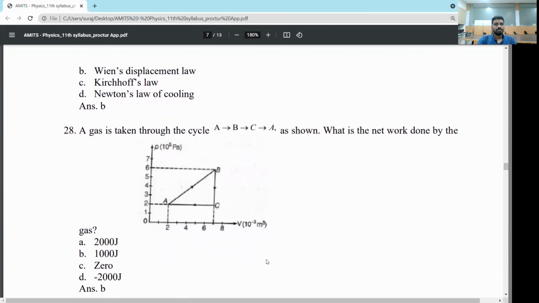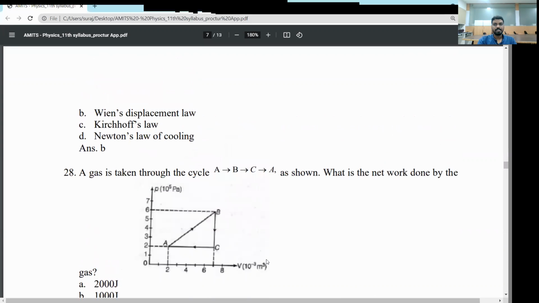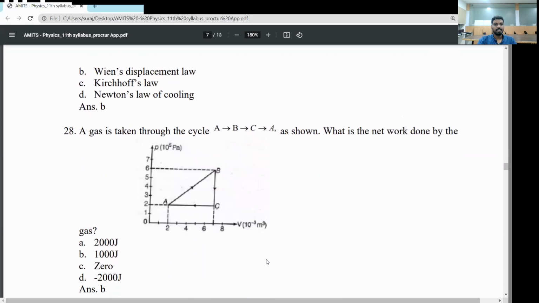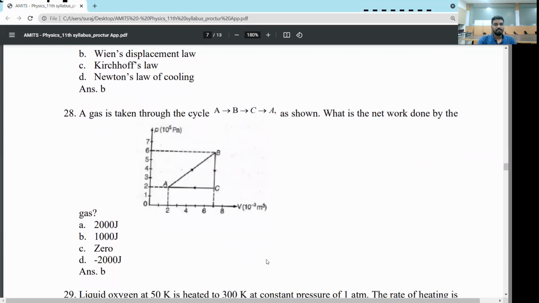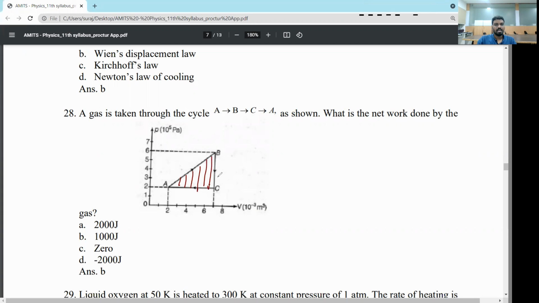A gas is taken through a cycle A, B, C, A. What is the net work done by the gas? Net work done is nothing but the area under the PV curve. But it's a cyclic process, so you just need to find the area of this. Half into base into height. Question number 29.